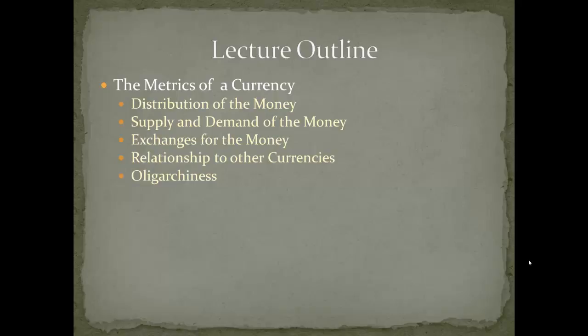Relationship to other currencies is another important feature. Certain currencies tend to be deeply interrelated with each other. For example, the US dollar and the euro are incredibly closely connected, as are the US dollar and the yuan, and the US dollar and the yen. This is because of a variety of political and other factors.